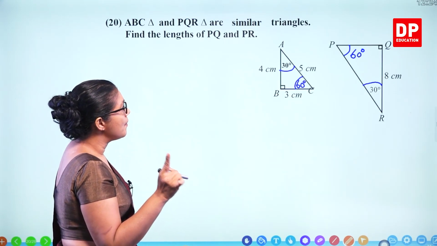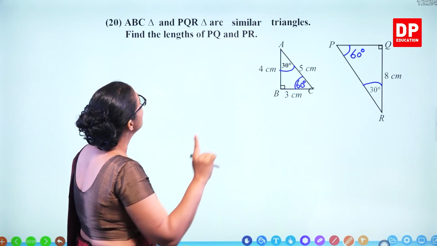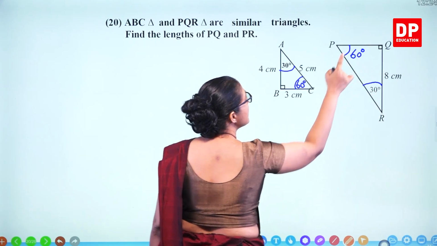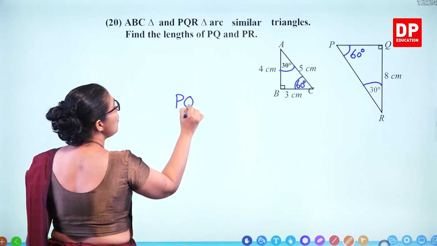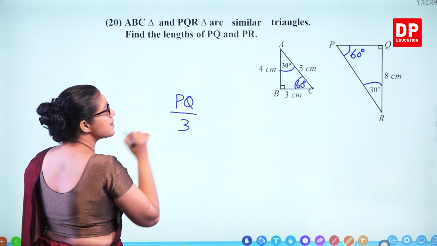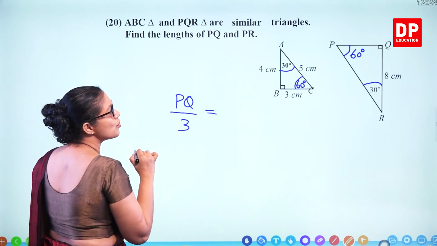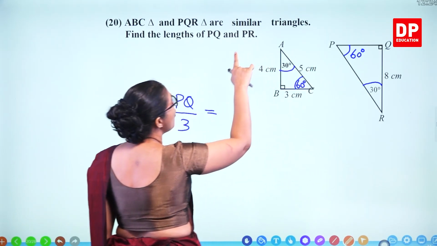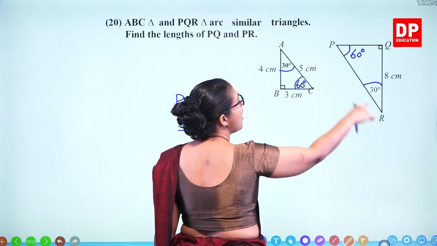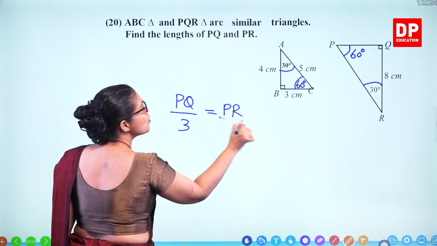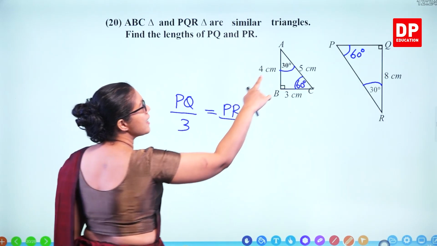Ratios are the same. So we can write PQ. PQ is opposite to 30. So PQ over, opposite to 30 is 3 centimeters. So that's 3 is equal to. We'll take the other length. What you want? PR. PR is opposite to 90 degrees. What's opposite to 90 degrees here? That's 5.